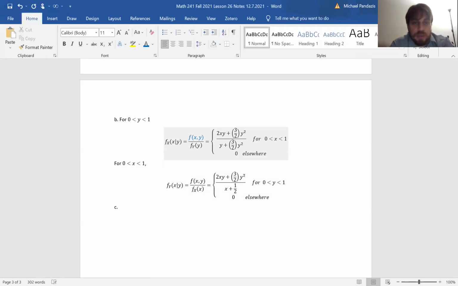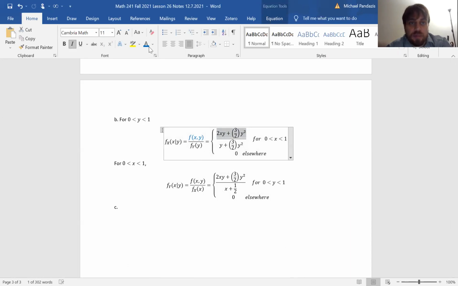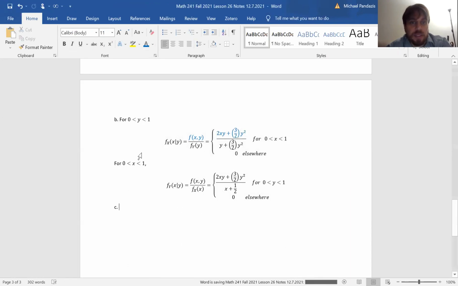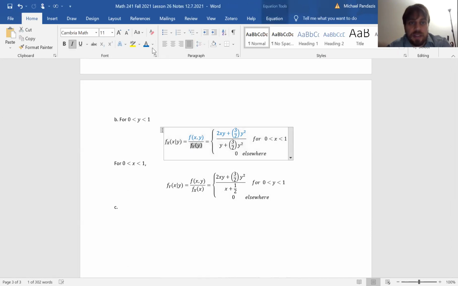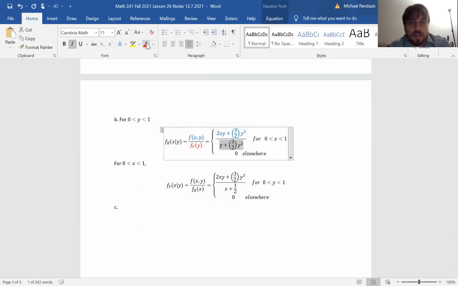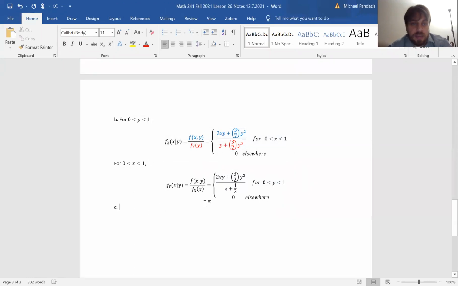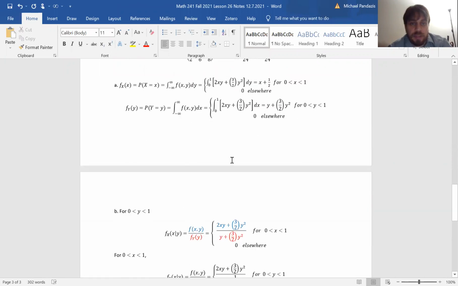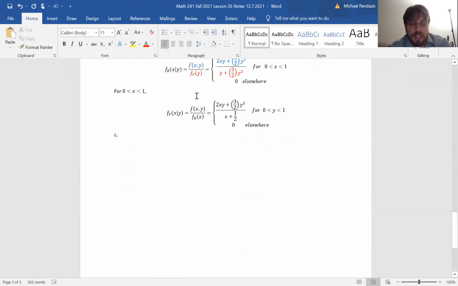Okay, so part B, we find both of those, f sub x given y and f sub y given x. This was the blue part here, right? I was highlighting that part there. And then this here is the denominator, right? So in the same thing here, you're just plugging in this value for where you're looking at, and this value for where you're looking at, from what we did in A. And the given.